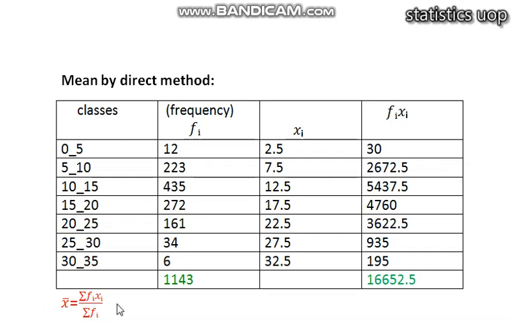Okay, this is the formula to obtain mean by using the direct method, that is x bar is equal to summation fi-xi divided by summation fi. Now put these values in this formula and we get the answer, that is 14.56 is our mean.